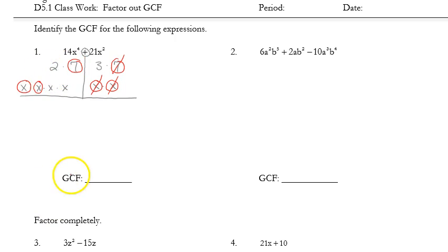What I circled is my GCF, all multiplied together. I circled a 7 times an x times an x. When I multiply all of that together, 7x squared.